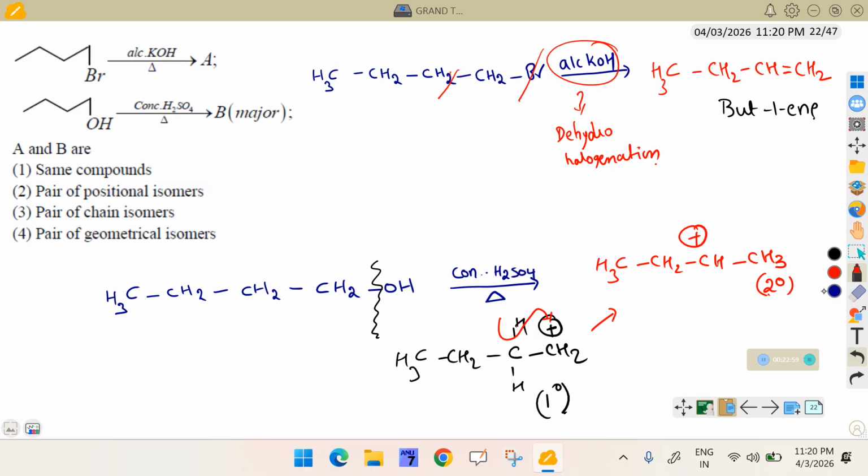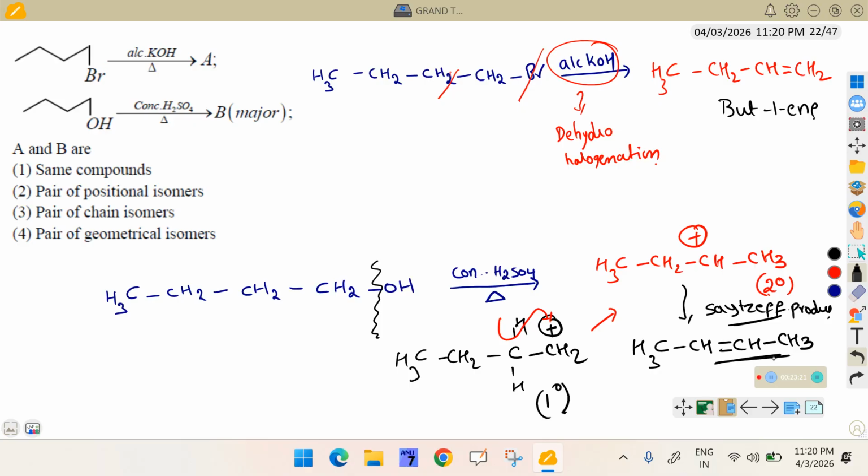Now remove a hydrogen atom. It follows Saytzeff's rule. The Saytzeff product is the major product. So remove the hydrogen atom from the beta carbon which contains fewer hydrogens. Then this is the major product, but-2-ene. Now but-1-ene and but-2-ene are a pair of positional isomers.